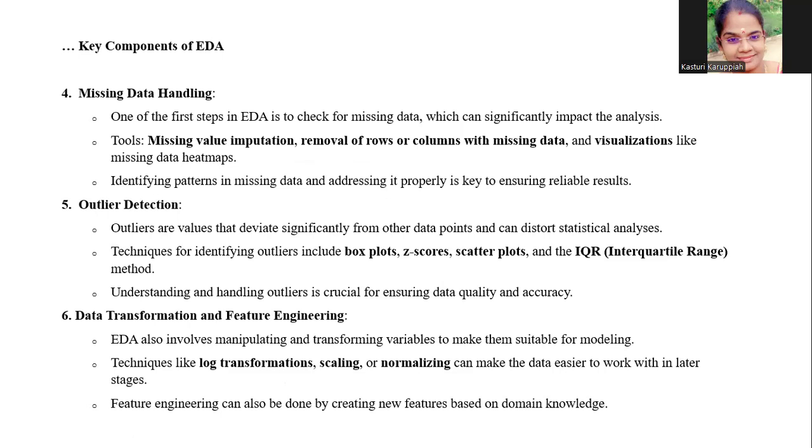And next comes missing data handling. What is this missing data handling? Suppose we have a data set comprising 1000 records. I am having 10 columns and 1000 rows. In one column, 75% of the data is missing or empty. How can I use the data set without doing anything about the missing data?